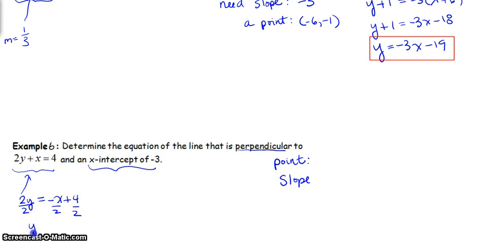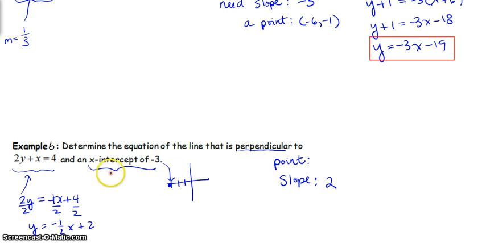Once it's in slope-intercept form, remember when there's no number in front of x, it's a 1. Negative 1/2 is my slope. So if it's perpendicular, I'm going to flip it to 2 over 1 and change the sign. What's my point? What's an x-intercept of negative 3? Well, it's a point right there.